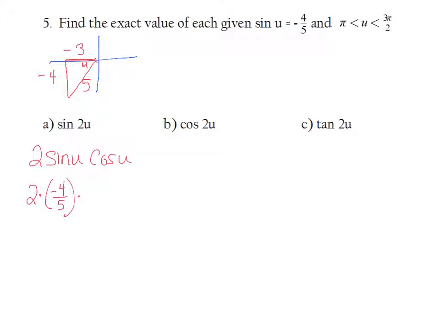Times the cosine of u, I can use my triangle. Cosine is adjacent over hypotenuse. And then if you want to think of your 2 as 2 over 1, and you're just going to multiply these straight across, you end up with a 24 over 25 for the sine of 2u.